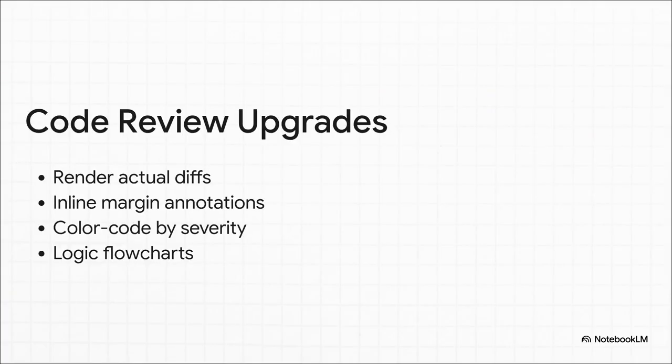And oh man, for code reviews, this is a total game changer. We all know standard Markdown diffs can be a massive headache to read. But with HTML, you can have Claude generate a dedicated, standalone code explainer. It'll render the actual diffs, drop inline annotations right there in the margins, color code its findings based on how severe they are, and even spin up flowcharts to explain complex logic like streaming or back pressure. Suddenly, reviewing a massive pull request goes from a nightmare chore to a guided, highly visual experience.